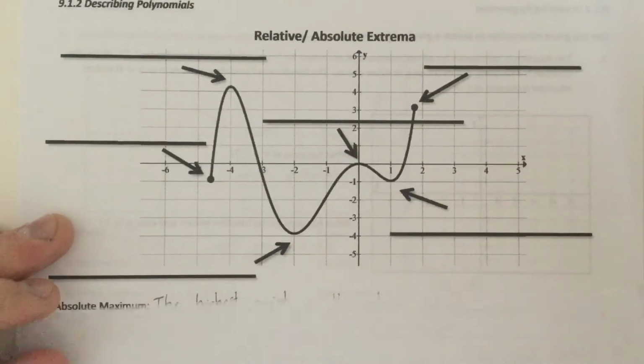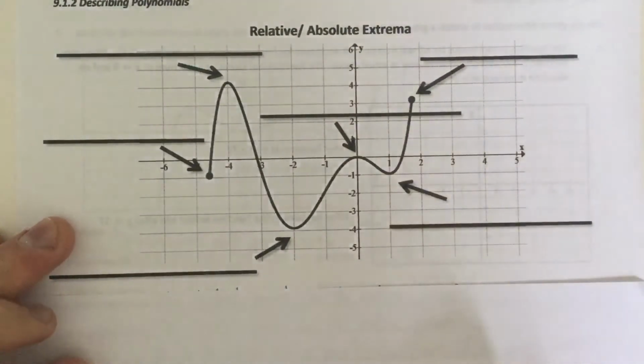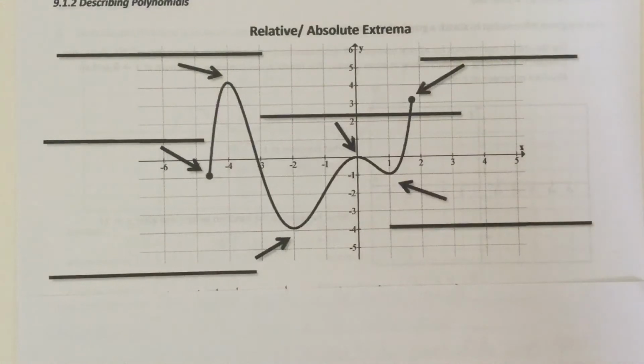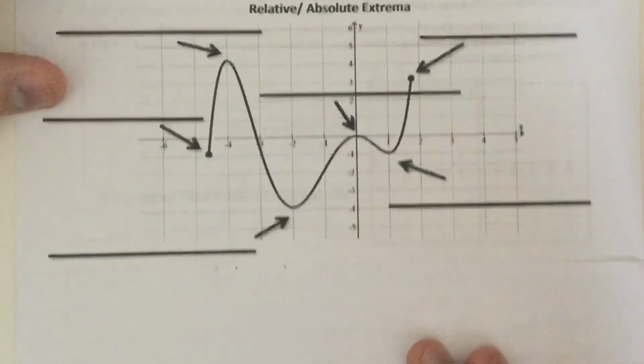All right, next is what we call relative or absolute extrema. Extrema just is the plural of extremes. So we're talking about minimums, maximums, and the word relative versus absolute. So let's go over our definitions before we label these.